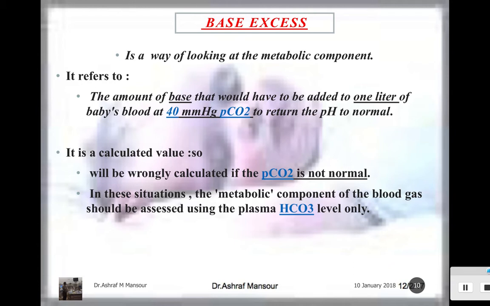So if the PCO2 is abnormally high or abnormally low, the base excess here will not reflect the metabolic component of that baby. And you have to depend on the level of bicarb, PCO2, in relation to the base excess through certain calculation by the machine. So the base excess is a calculated value, not measured value, and must be considered only if you have normal CO2.